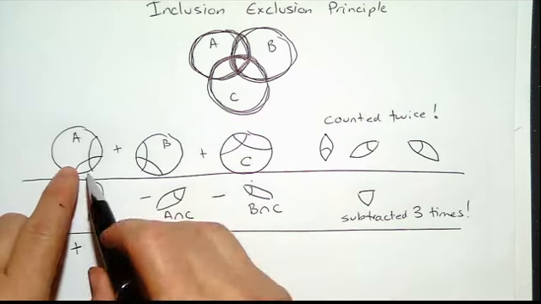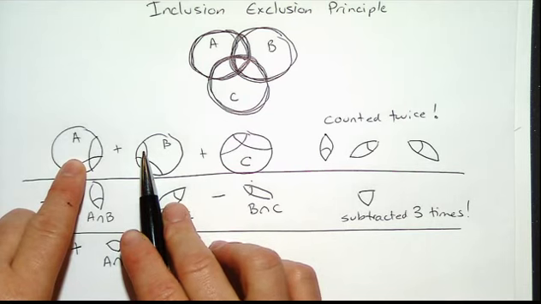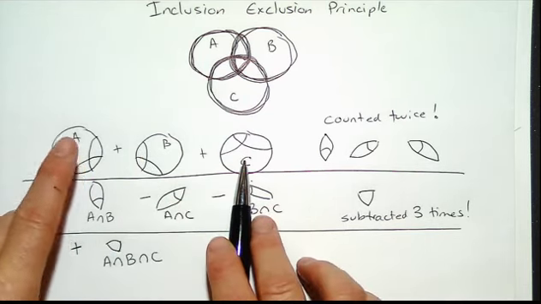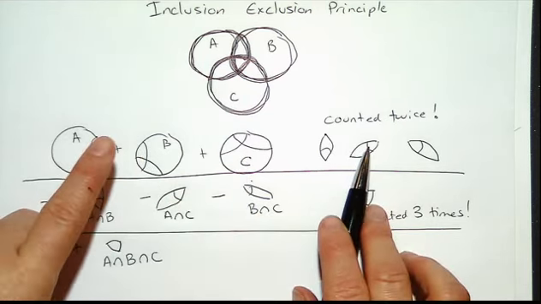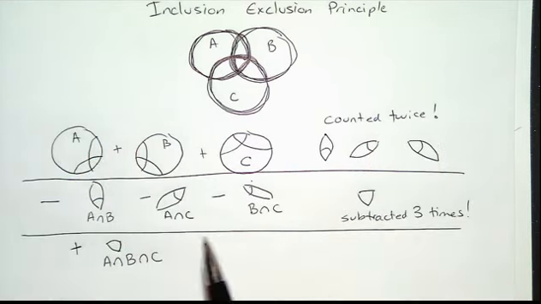A intersect B got counted when you put A in. It also got counted when you put B in. A intersect C got counted when you put A in and also when you put C in. And B intersect C got counted when you put B in and when you put C in. So if you take those footballs out, the poor triangle in the middle got taken out 3 times. So now we have to put it back in. So this is why the inclusion-exclusion principle works.